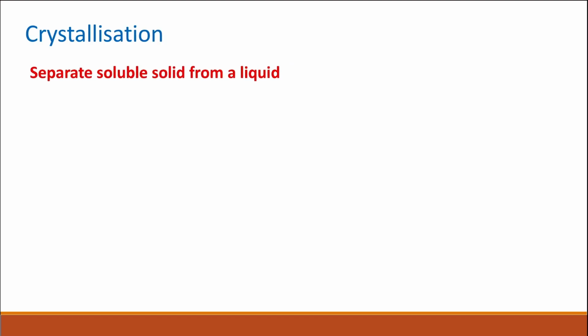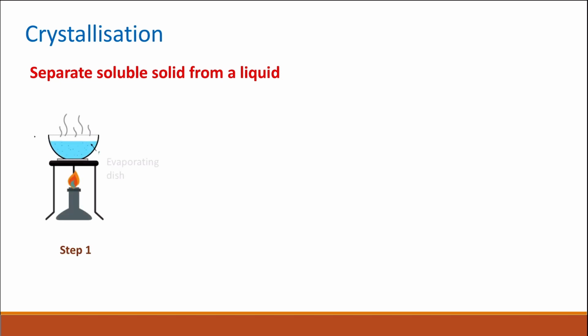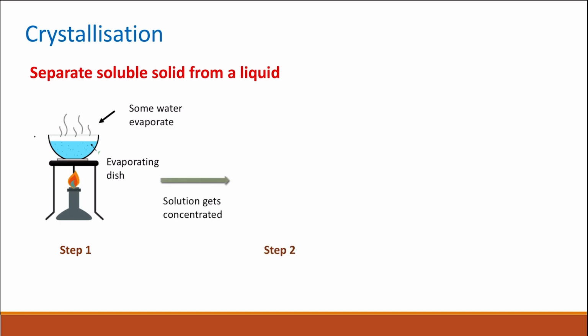Crystallization. Crystallization is used to separate a soluble solid from a liquid. In crystallization, there are several steps. The first step is heating your mixture using an evaporating dish, where some of the water or some of the solvent will evaporate, and then your solution will get concentrated. Once your solution gets concentrated, you need to watch until you start to find that there are crystals that form on the sides of the evaporating dish. This is called the point of crystallization.